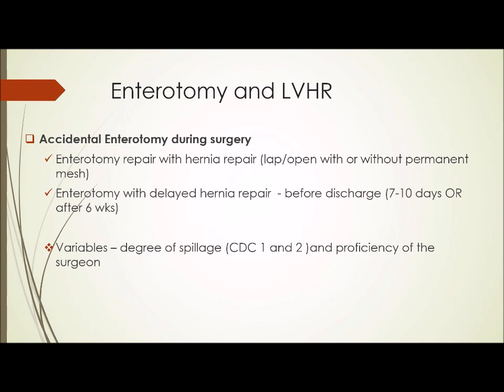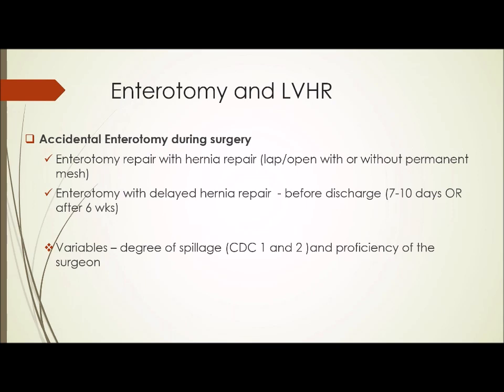If you have done an accidental laparotomy at that point of time, you find it, do an enterotomy repair, and similar to the open, go ahead and do a mesh repair. So with or without permanent mesh repair, that will depend on you. You have done, you find there's a small opening, no spillage was there, you just repaired it, go ahead and put in a mesh, no problem. That is grade B recommendation.